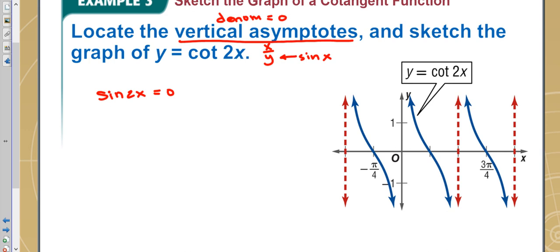So how do I solve this? How do I get the x by itself? Well, I do an inverse. So how do you flip those two? You would say sine inverse of 0 equals 2x. Then one step to get x by itself: I'll need to divide by 2. Don't be confused, you're going to have a parenthesis there when you go to the calculator around that 0.